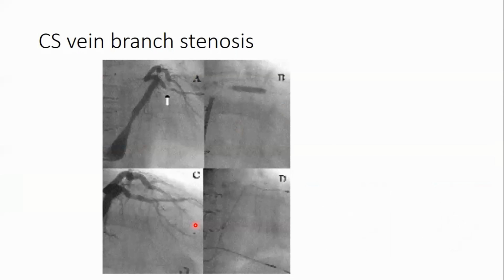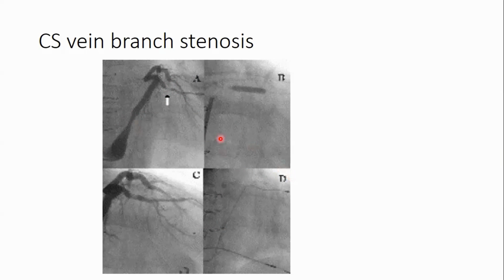Occasionally, you can get stenosis of the coronary sinus, and this is a picture that just shows branch stenosis, but occasionally you can get main body stenosis. We recently had a patient who we were re-implanting after an explant, and he had a complete occlusion of the coronary sinus body, and we had to look for other branches to implant it.